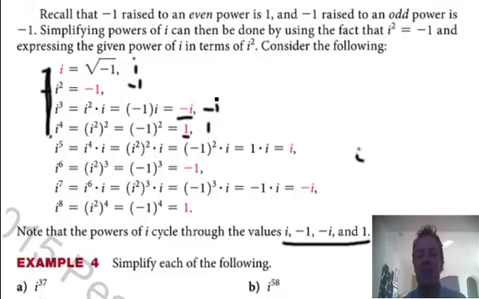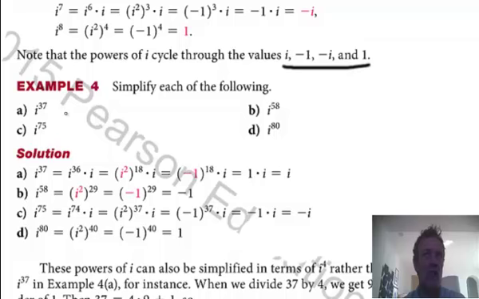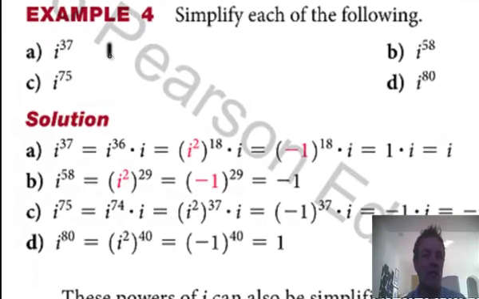So if you think of this, i fourth is 1, and I tend to base everything off that. i 37, right. Does 4 go into 37? No, it goes into 36. So i 37 is i 36 with an i, or an i to the 1, if you want to write it like that. Now remember, this is 1. Okay, it's a multiple of 4. So it's a multiple of i fourth, it's 1. 1 times i is just i.